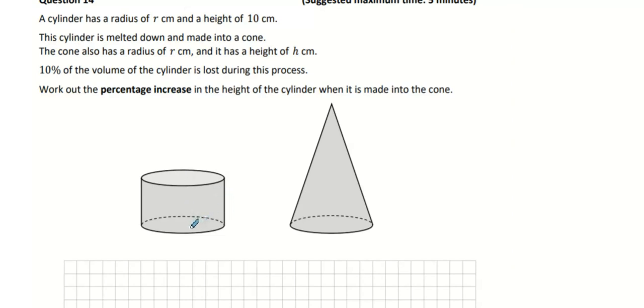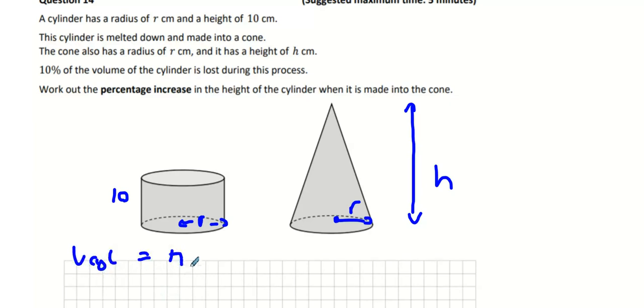Now, cylinder has a radius r, like so, and a height of 10. The cylinder is melted down and made into a cone that also has a radius of r and a height of h. 10% of the volume of the cylinder is lost during this process. So let's get the volume of a cylinder. Volume of a cylinder is pi r squared h. In this case, it'll be pi times r squared multiplied by 10, which is 10 pi r squared.